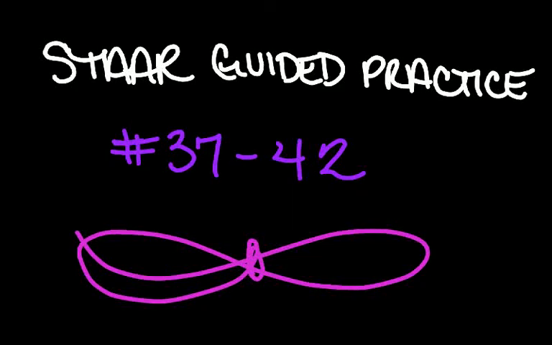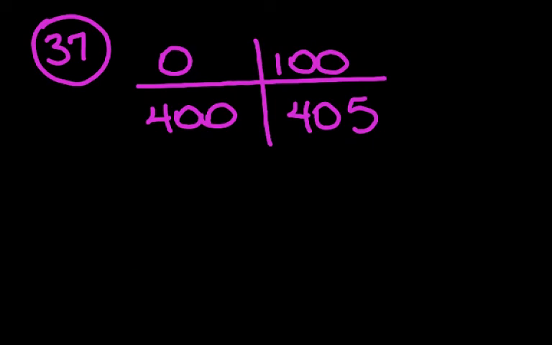This is STAAR Guided Practice numbers 37 through 42. Number 37 says Mr. Smith works for an auto parts store. His weekly earnings are described by the equation y equals 400 plus 0.05x, where x represents the amount of sales he has during the week. The table below shows some values that belong to this equation. Question is, what is the slope and the y-intercept of this equation?